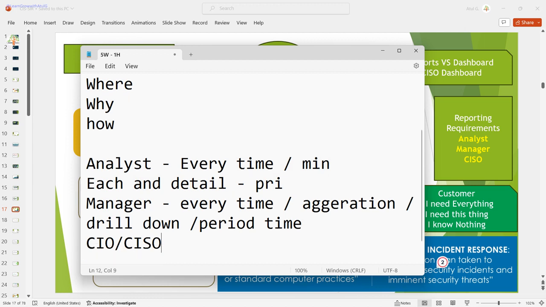Now the third one: CIO and CISO, security operations, or I can say the operation lead specifically.